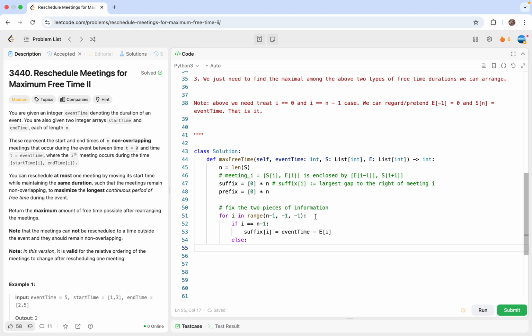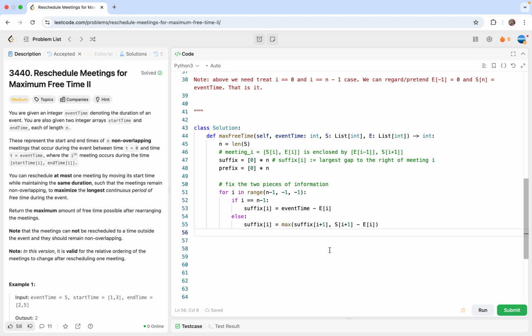Otherwise, because we want the largest possible, including all the right positions, suffix i equals the max of the previous one. So here we can consider i plus 1. The reason is that i is less than n-1. Then we can see what current duration we can have. That is S i plus 1 minus the ending time of the current meeting, that is Ei. So this is the suffix, right? We can also get the prefix.